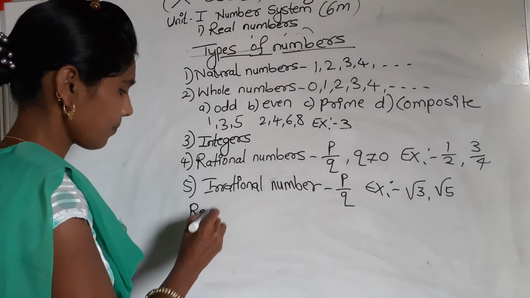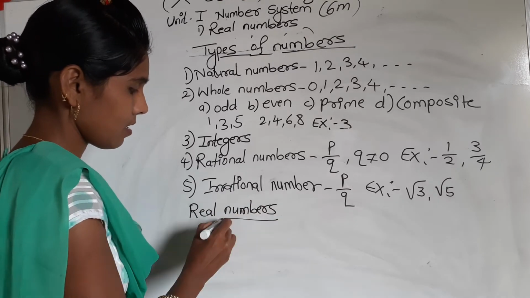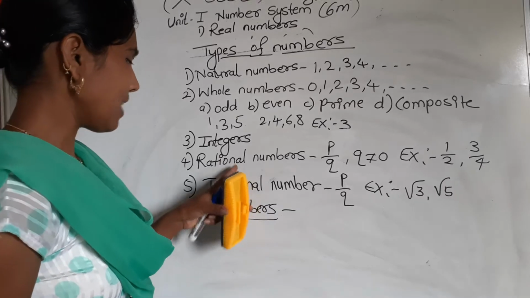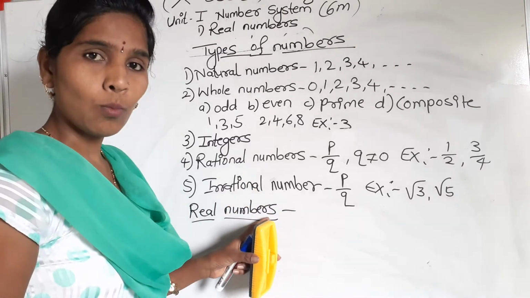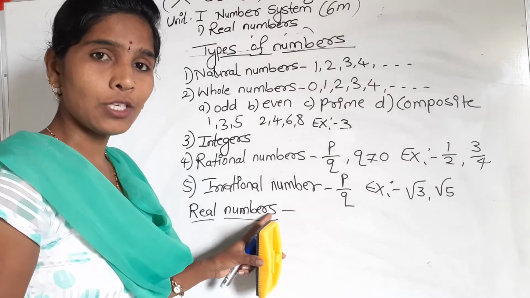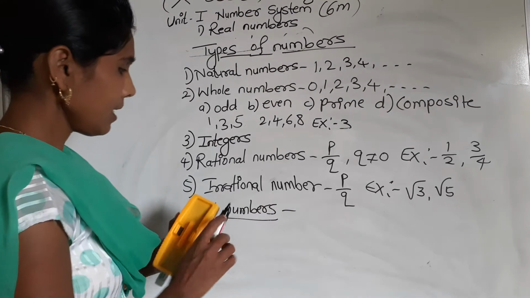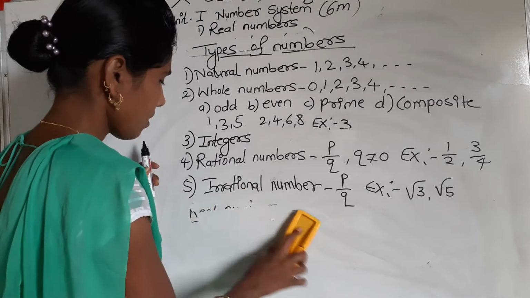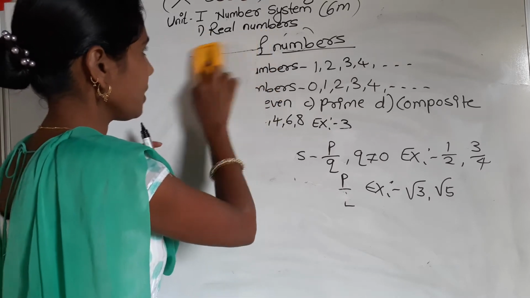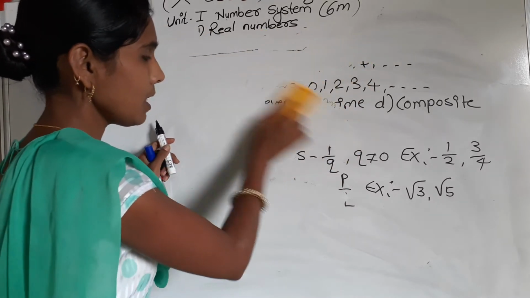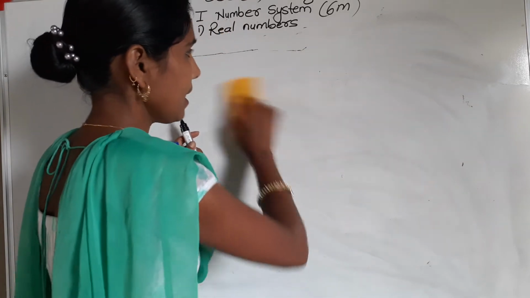Which are real numbers here? Both rational and irrational numbers are called real numbers. In real numbers, next point is Euclid's division algorithm. Real numbers means which numbers? Rational and irrational numbers are called real numbers.